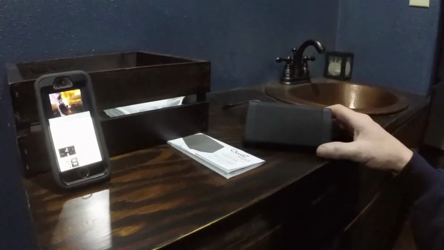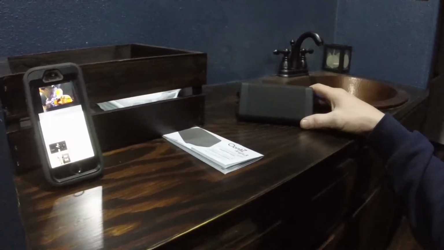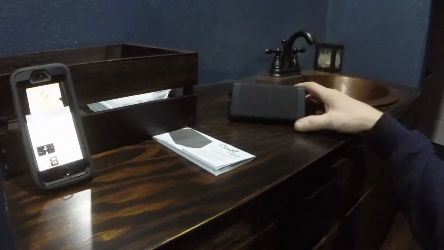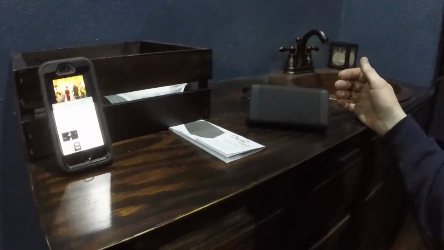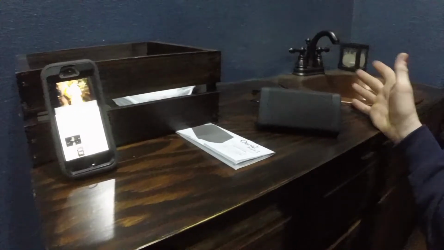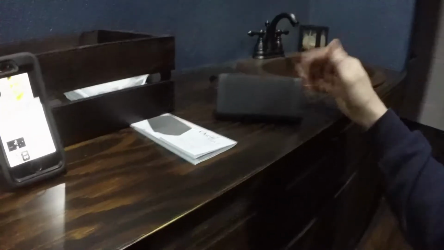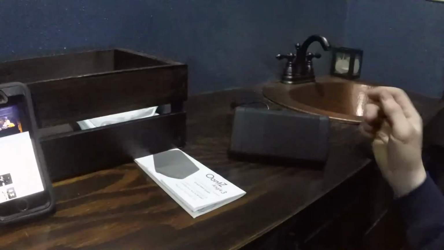Not super happy with the volume level. I wish it was a little louder. I wish it could go a little louder. I suppose it depends with the battery too. The louder you're gonna have it play, the faster your battery's gonna go out. So they probably have it set that way for a reason.